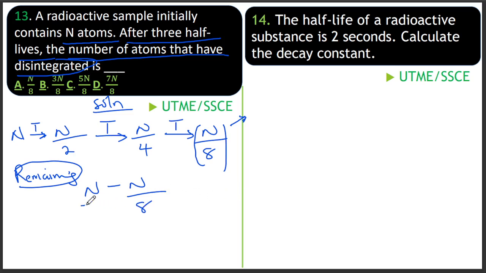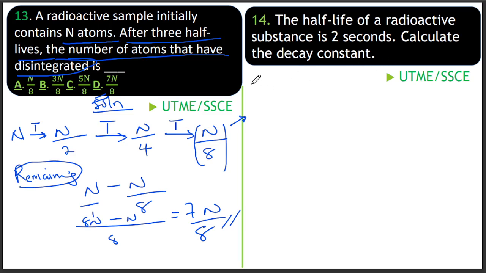And if you do this well, of course, you find the LCM, which is 8. 1 here is 8. 8 times N is 8N minus, this is 1, 1 times N will give you N. So this will give you 7N over 8, which is the correct answer, D. Okay. Number 14. The half-life of a radioactive substance is 2 seconds.